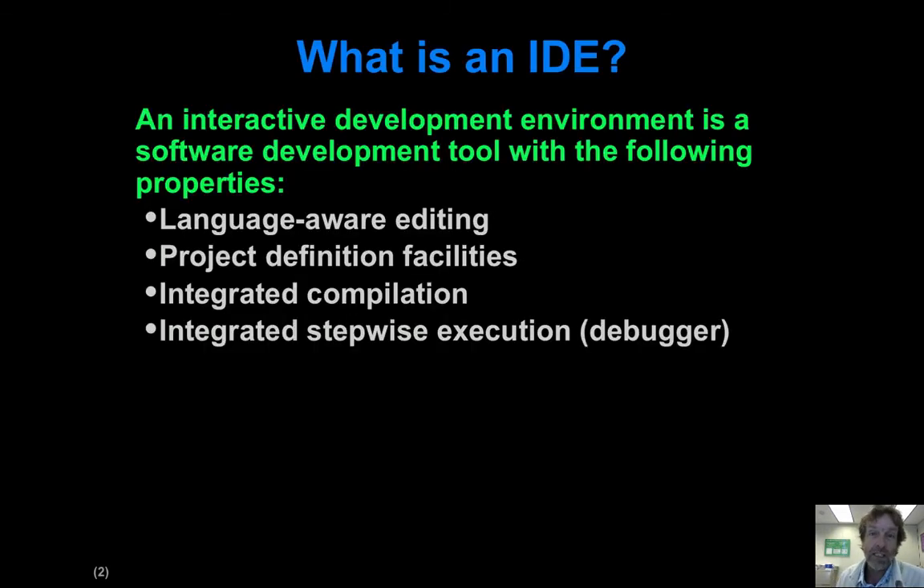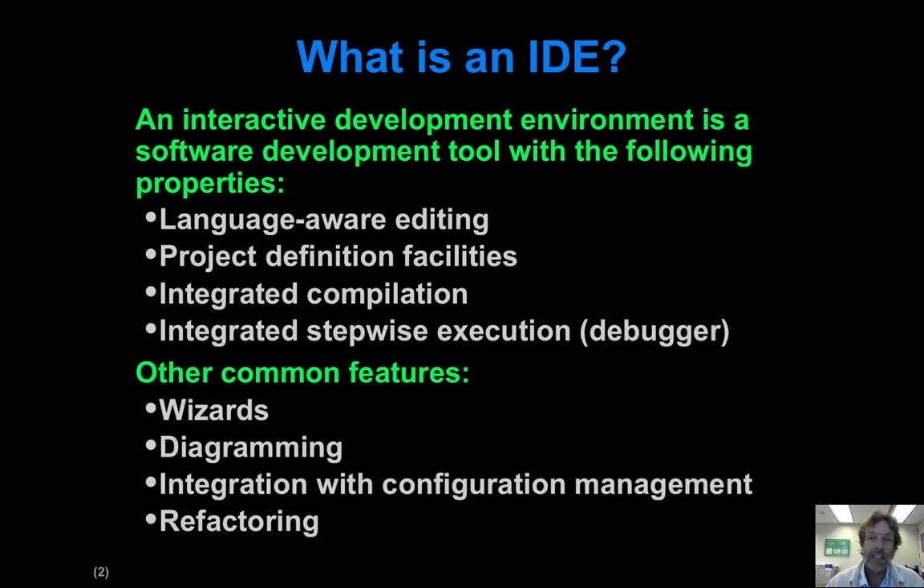So let's start off by saying what is an interactive development environment. Basically, it's a tool that has the following properties. You must have language-aware editing, so it should understand the syntax and in some cases the semantics of the language that you're using to write your program in. It should have the ability to define a project, or a collection of files which is going to work together to build your system. It should have a compiler integrated into the environment so that you get compilation in the background. And it's definitely got to have some kind of debugging capability so that you can step through code and see what the values of variables are and so forth.